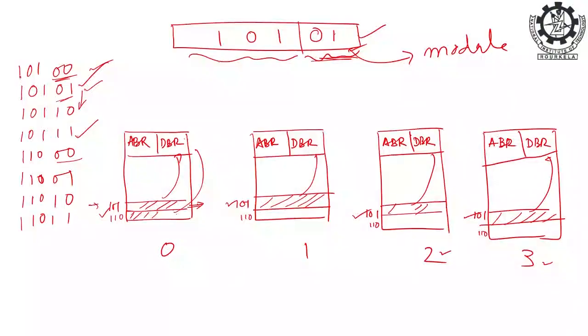Therefore, these lower bits will go to different modules, and you see that if you access these 4 addresses, the higher bits are not changing, only the lower bits are changing. So, those lower bits we use for identifying the memory module. Those are basically the addresses of the different memory modules.